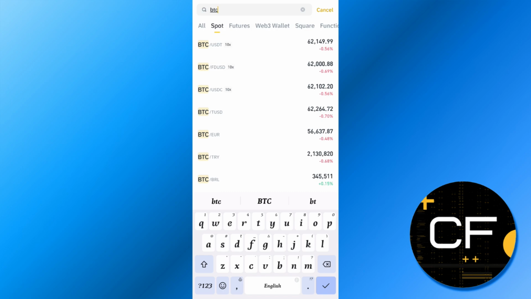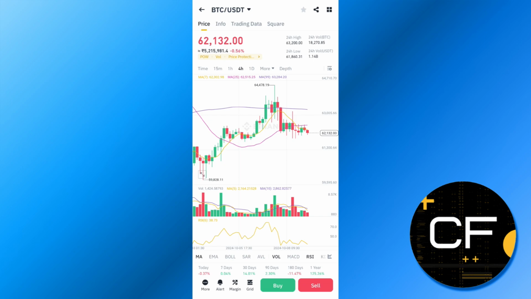the future trading. Now after tapping on spot, select the BTC/USDT pair if you want USDT to be used in order to purchase BTC. Since I have USDT in my account, that's why I have selected BTC/USDT pair, but you can even select the USDC pair with BTC if you have USDC in your account.